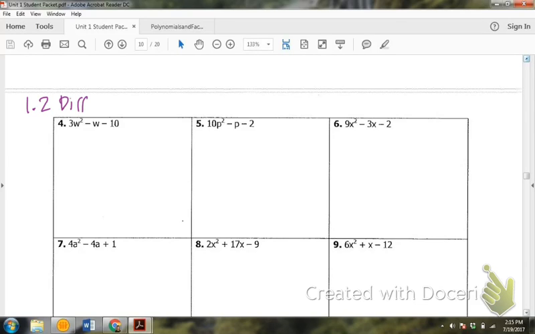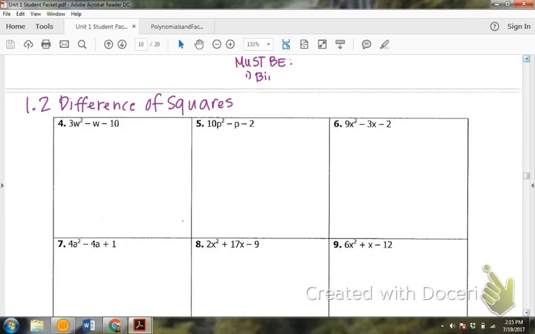Difference of squares. So we're still factoring. We're going to do difference of squares. Okay? In order for us to factor what's called a difference of squares, we need three conditions. Okay? So the polynomial must be, first it must be a binomial.